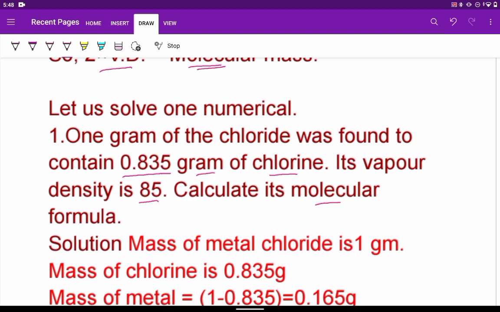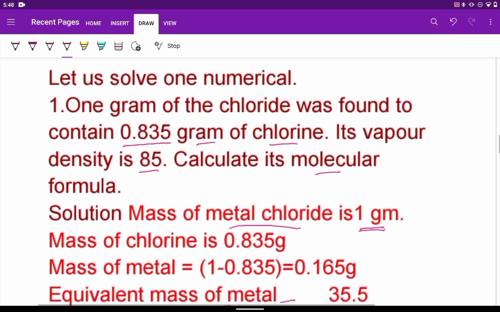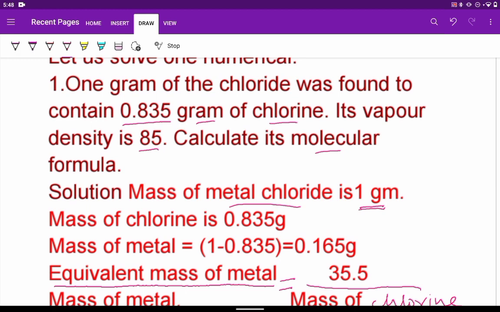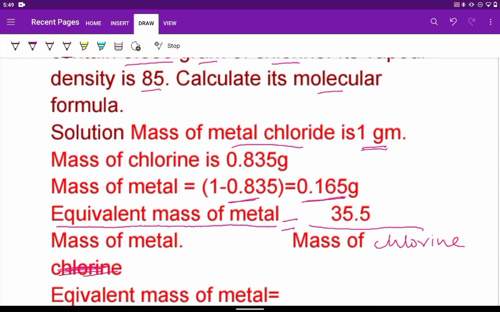Now mass of metal chloride is given as 1 gram. So in this, chlorine is there, metal is also there. In this chloride, the chlorine amount is 0.835 grams. It is given in the question. So what will be the mass of the metal? Mass of the metal will be 1 minus 0.835, which is equal to 0.165 grams. Now see, we can have this ratio. Equivalent mass of metal divided by mass of the metal will be equal to 35.5 divided by mass of chlorine. Okay, because we can compare with 35.5 grams of chlorine.